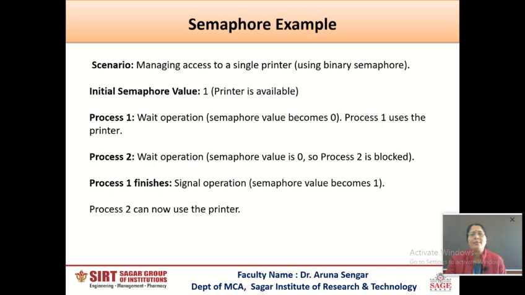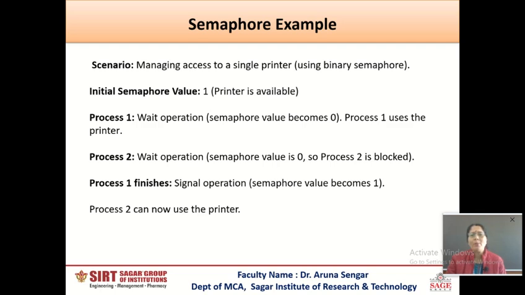We can see some examples of semaphore. One scenario is when there is a single printer, and the single printer should be managed by the operating system. At this time, the operating system uses a binary semaphore, and the initial semaphore value is 1 because there is only one printer available. So process 1 gets the wait operation.